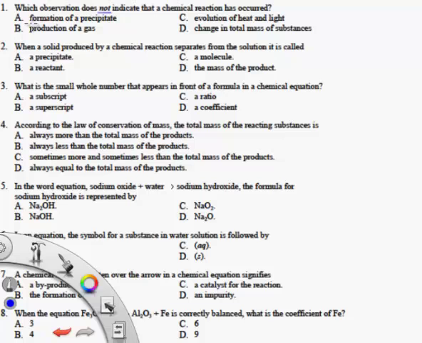Formation of a precipitate, that would be an indicator of a chemical reaction. In the equation, you would see parentheses S written after the product, as a solid would be formed. Production of gas, that is not correct. You would see parentheses G written after that product. Evolution of heat and light, that is not accurate. This would be an indicator that a combustion reaction is occurring. Eliminating all other possibilities, D has to be the answer.